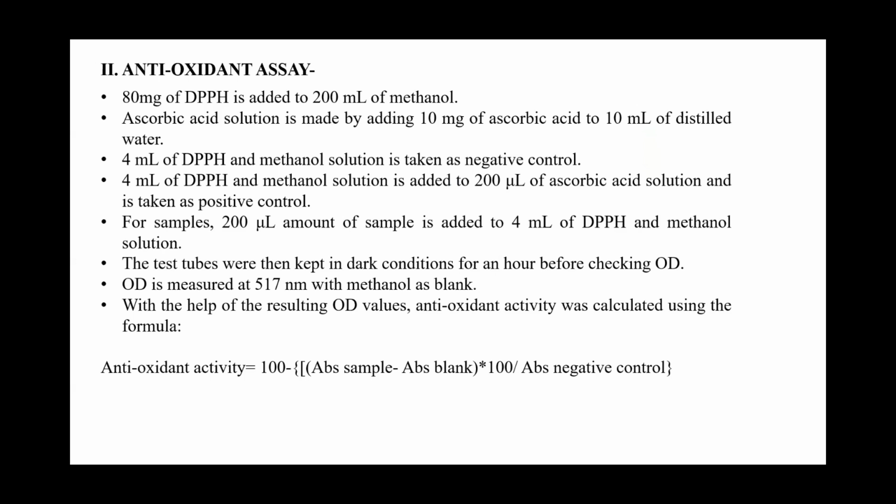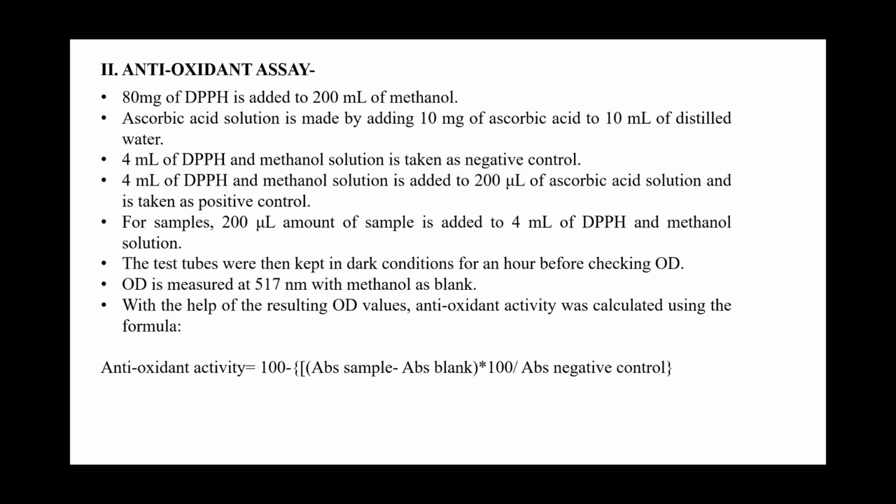Coming to the antioxidant assay, this is the second response, R2. In this, we took 80 mg of DPPH that is added to 200 ml of methanol. Then an ascorbic acid solution is made by adding 10 mg of ascorbic acid into 10 ml of distilled water. Then 4 ml of DPPH and methanol solution is taken as negative control. Then 4 ml of DPPH and methanol solution added to 200 microliters of ascorbic acid solution is taken as positive control.